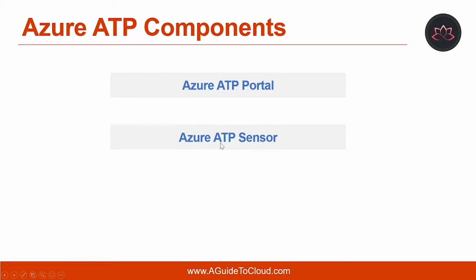The second component is the Azure ATP Sensor. Azure ATP sensors are installed directly on your domain controllers. The sensor directly monitors domain controller traffic without the need for a dedicated server or configuration or port mirroring. The third component is the Azure ATP Cloud Service. Azure ATP Cloud Service runs on Azure infrastructure and is currently deployed in the US, Europe, and Asia. Azure ATP Cloud Service is connected to the Microsoft Intelligent Security Graph.